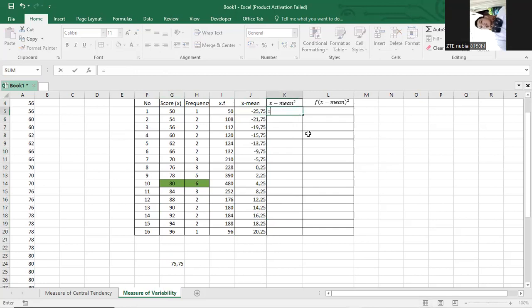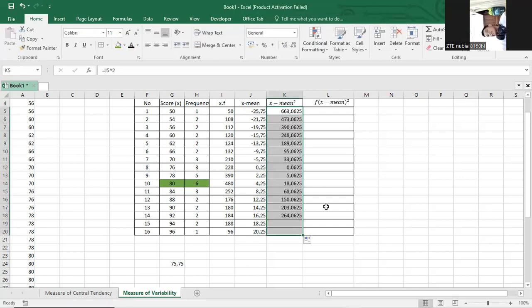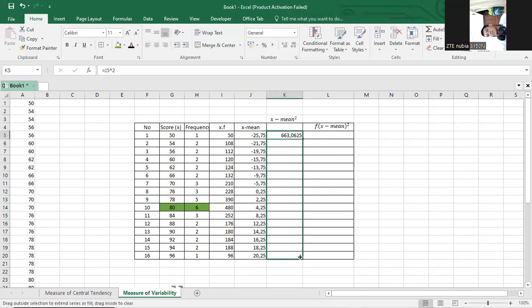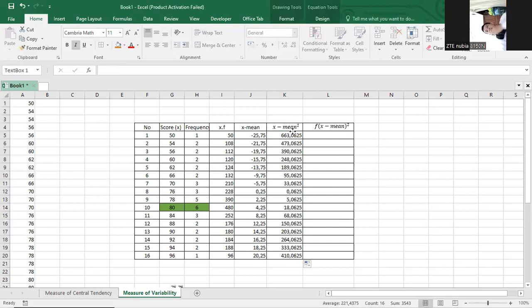After that, we're trying to find X kurangi min pangkat 2. And how to find it is very easy. All that we have to do is just make the symbol like this. And we just type 2 and enter. And we find the result. I'm sorry. We move this first and drag it. Okay.